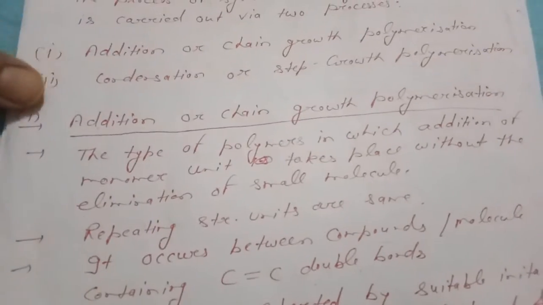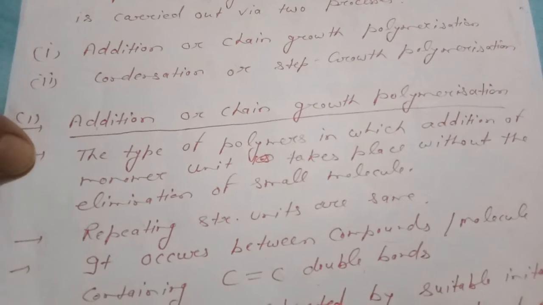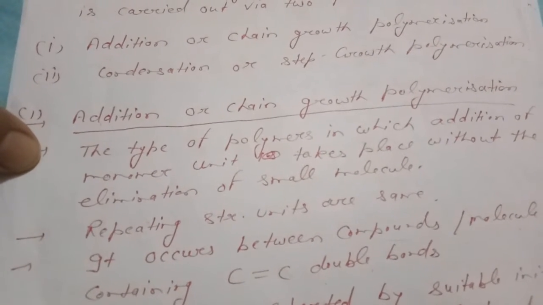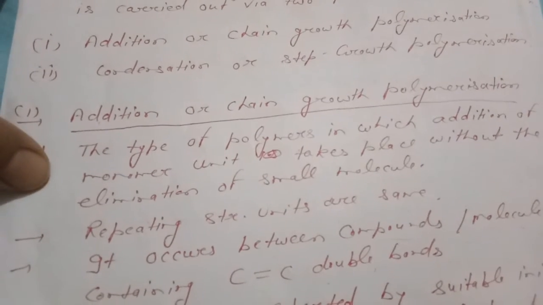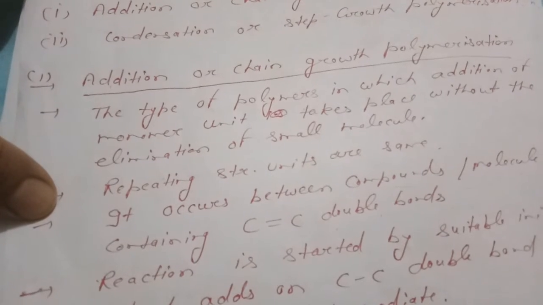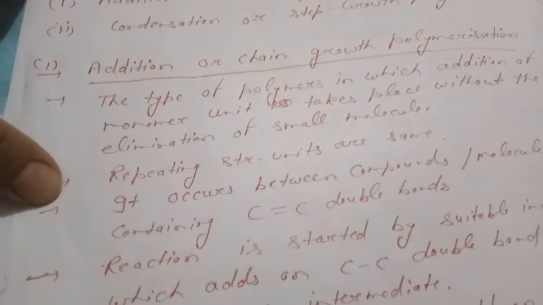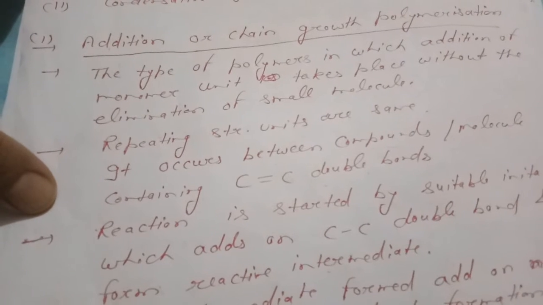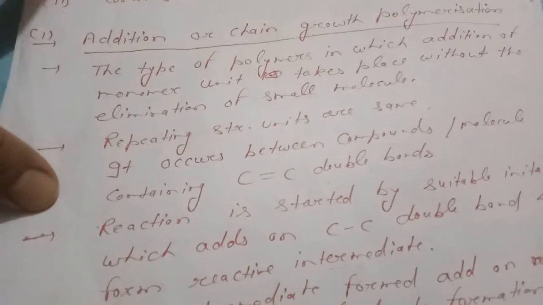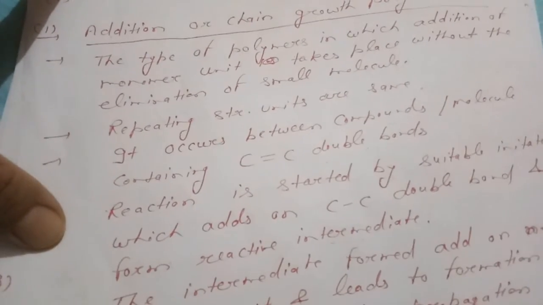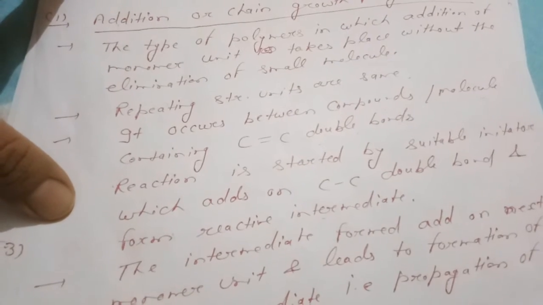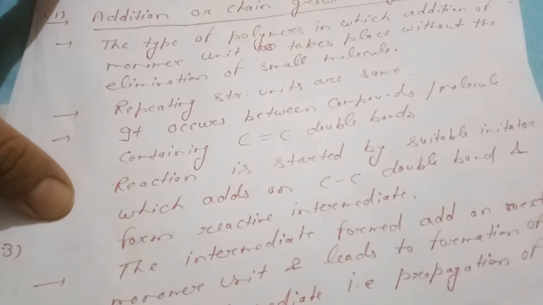First, the type of polymers in which addition of monomeric units takes place without the loss or elimination of a small molecule is called addition polymerization. Second, the repeating structural units are the same, meaning the monomer is the same. Third, it occurs between compounds containing carbon-carbon double bonds. Next, the reaction is started by a stable initiator which adds on the carbon-carbon double bond and forms reactive intermediates.